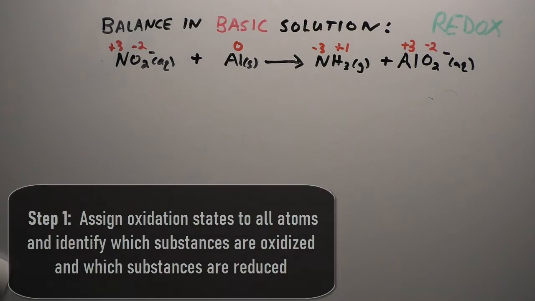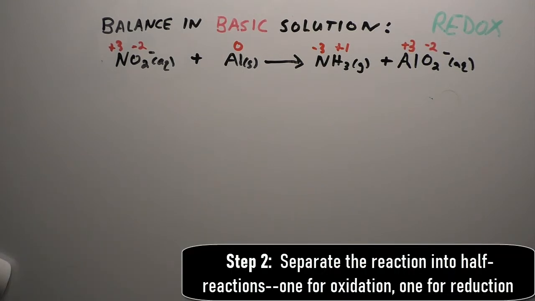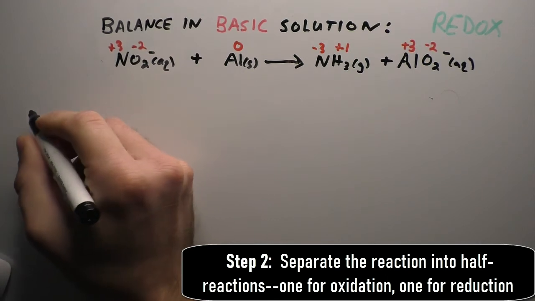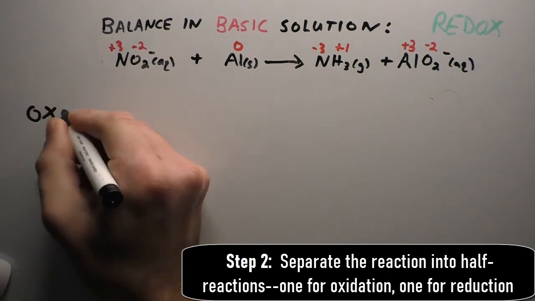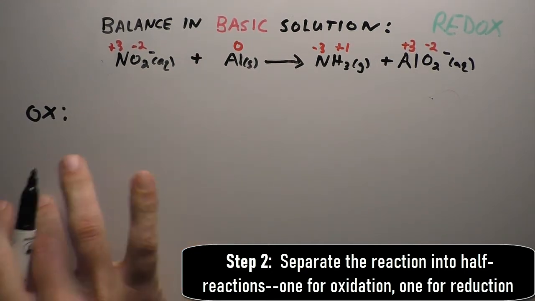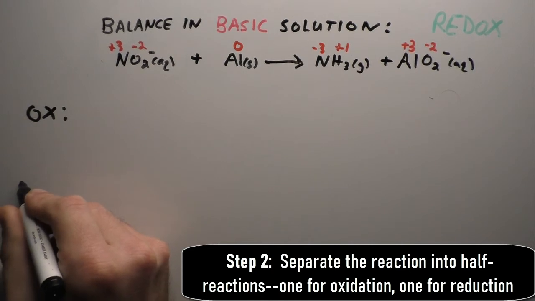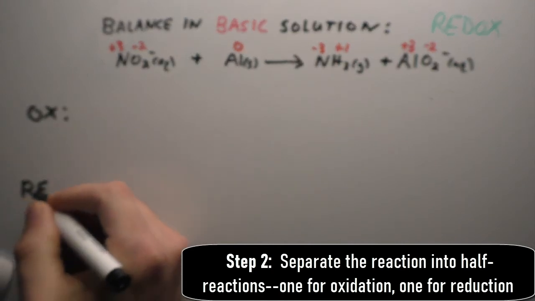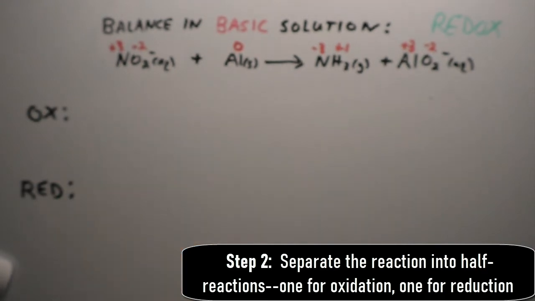Step 2 is to write the half reactions, separate this overall reaction into 2 half reactions, one for oxidation and one for reduction. So I'll just label my oxidation half reaction up here, and then I'll label my reduction half reaction down here, giving myself a little bit more room because these things do get quite lengthy sometimes, right? And so another part of step 1 that I sort of forgot to do, and we'll have to remember it at some point, is to identify what's being oxidized and what's being reduced, right?